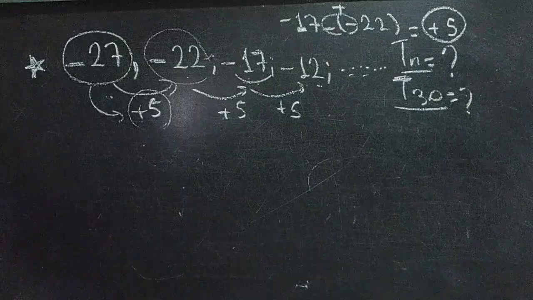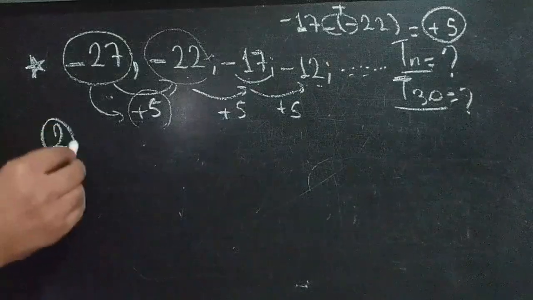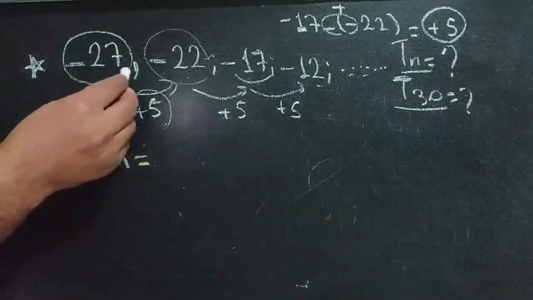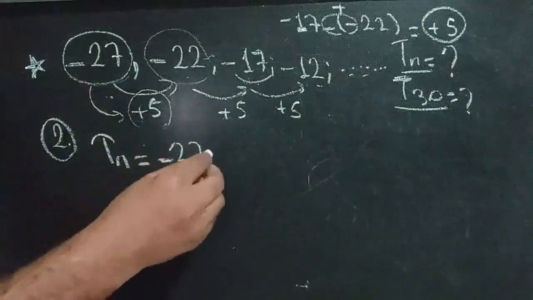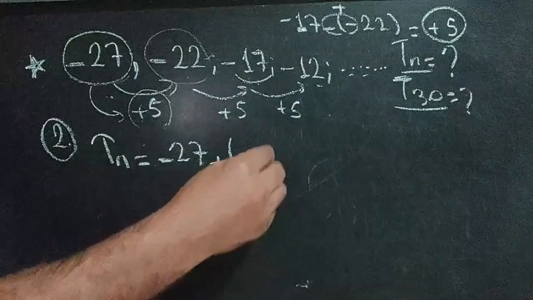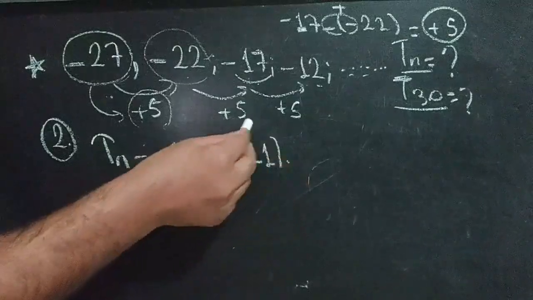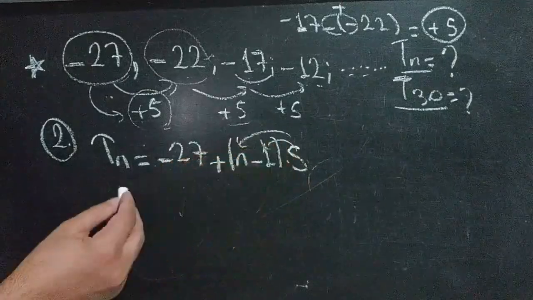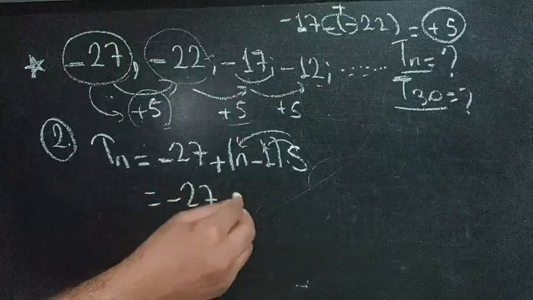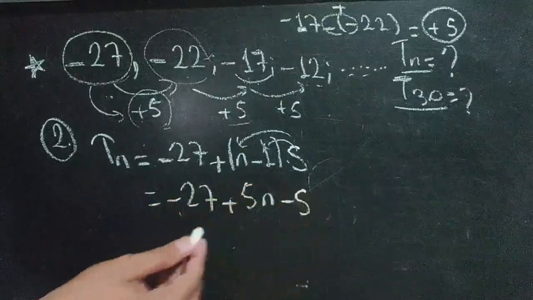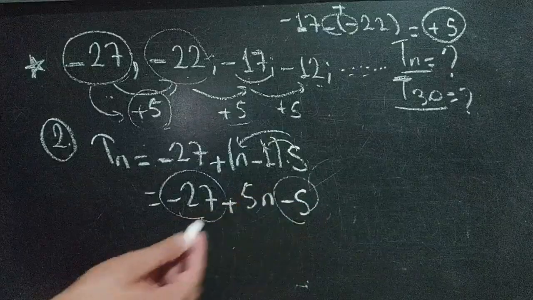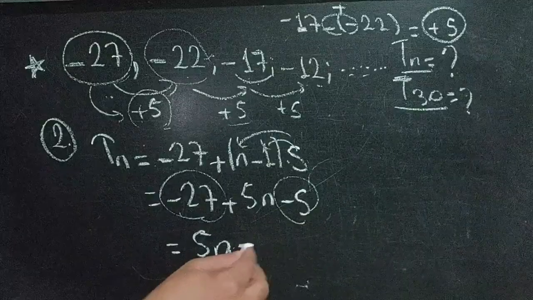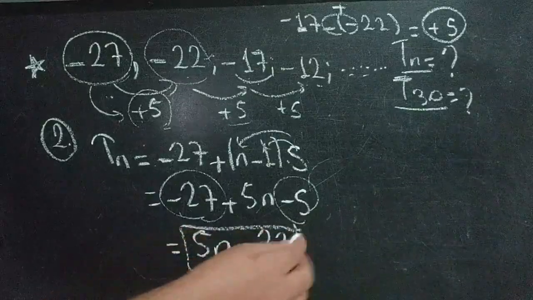Now let's solve the same question by the second method. The second method was from the formula. The formula was Tn equals the first term, negative 27, plus n minus 1 times the constant difference, which is 5. Open the bracket. That will give me negative 27 plus 5n minus 5. So negative 27 minus 5 will give you negative 32. 5n is going to be the same, minus 32. See, I got the same formula.